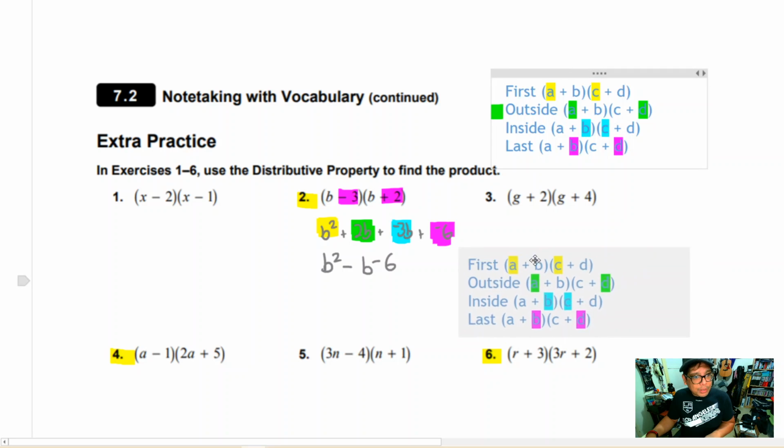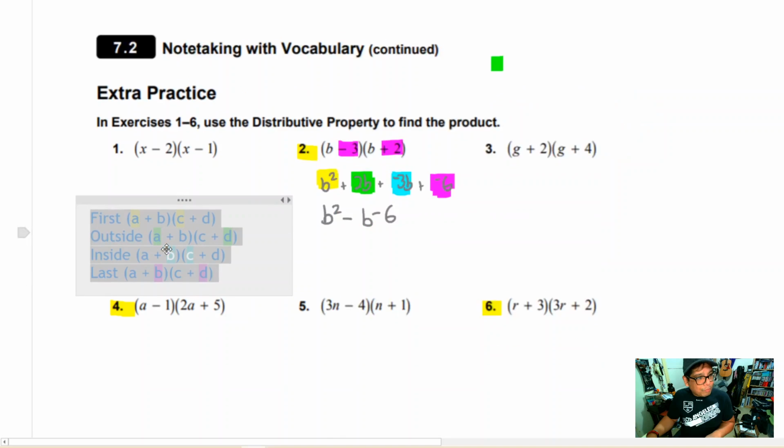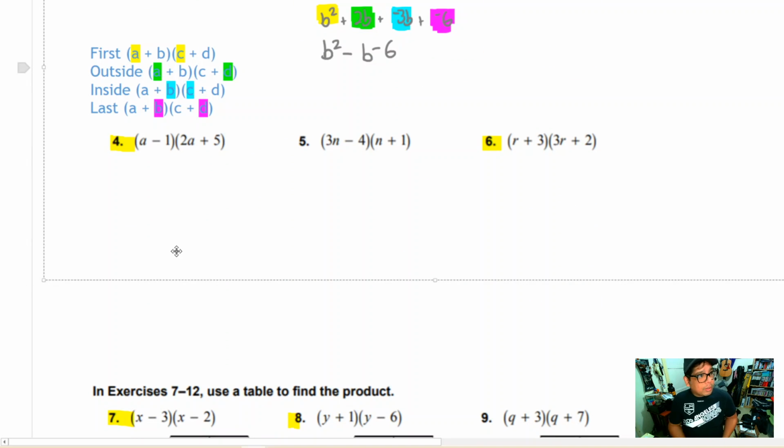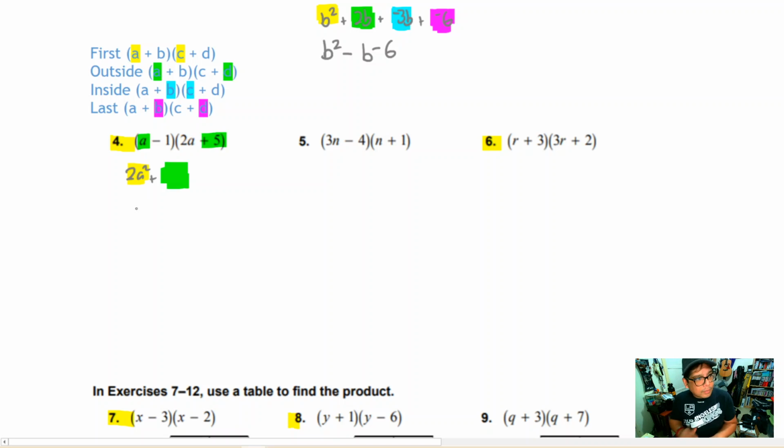Let's do the next one. I'm going to take my notes and keep them with me. So letter number 4, let's do the first. That's a times 2a, that is 2a squared. Let's do the outside. That's a and 5, so that is 5a. Let's do the inside. That's minus 1 multiplied by 2a, so that's negative 2a. And last, that's minus 1 multiplied by positive 5, or just minus 5.